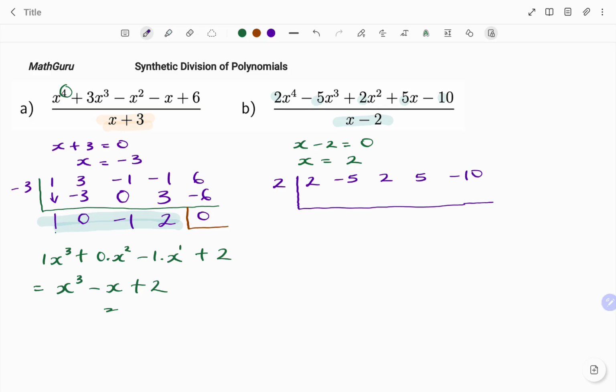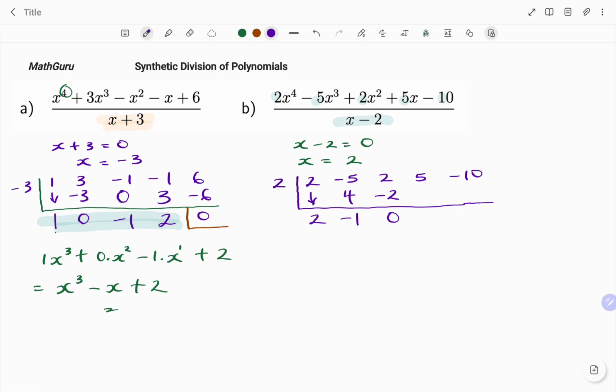The first step is to drop down the first coefficient, which is 2, and then I start my multiplication. 2 times 2 would give me 4, and then I write my 4 in the next column. After writing my 4, I add that column, so negative 5 plus 4, that's negative 1, and then I repeat the process. 2 times negative 1, that will give me negative 2. Then I add the next column. 2 plus negative 2, that will give me 0.